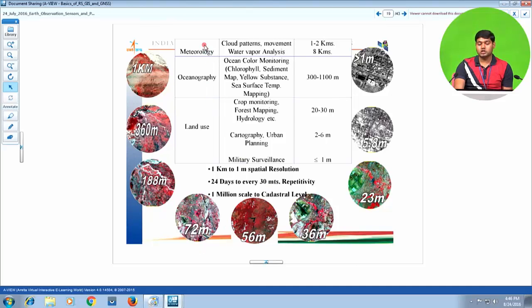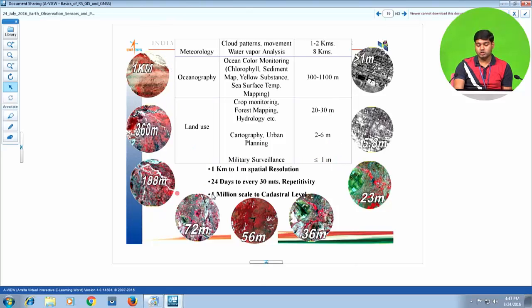So for various applications, what resolution is required? Like for meteorological purposes, cloud patterns, movement, water vapor analysis, 1 to 2 kilometers and 8 kilometers resolution is required. For oceanographic application, ocean color monitoring like chlorophyll, sediment map, yellow substance, sea surface temperature mapping, 300 to 1100 meter spatial resolution is required. And for land use mapping like crop monitoring, forest mapping, hydrological application, 20 to 30 meter resolution is required. For cartography and urban mapping, urban planning, higher spatial resolution, 2 to 6 meter resolution is sufficient. And for military surveillance, less than or equal to 1 meter resolution is required.